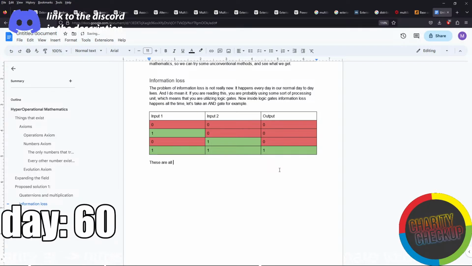These are all the possible inputs and all the possible appropriate outputs for a logic gate. For an AND logic gate.